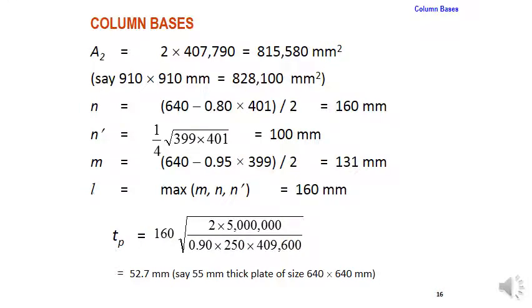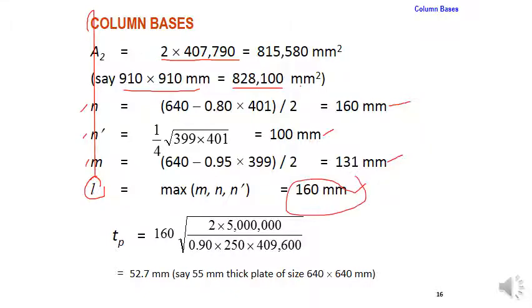So A2 is double the area of the base plate. So it will be 910 into 910, and finally you are getting, after rounding it up, 8 millimeter. So then next step, N dash and M. Out of these, the maximum is L, the equivalent cantilever length, and it comes out to be 160. So you can see over here, N is 160. N dash is lesser than that, 100, and M is 131. So out of these, the maximum is N.